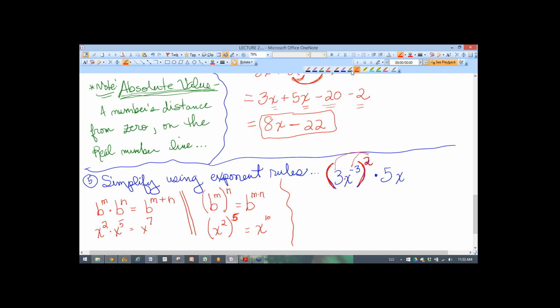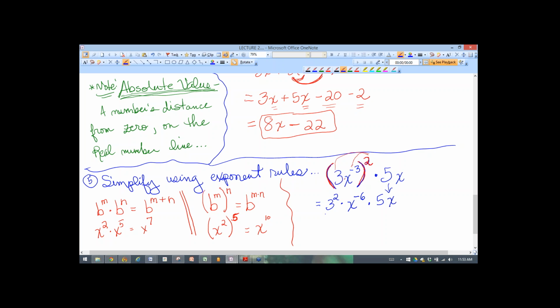So let's put that step down. What does that look like? I'm not going to carry it out, but I'm going to write it out for you. So 3 gets squared, times x. Now negative 3 times 2, right? Power to a power, we multiply and get negative 6 for our new exponent on x. And then we'll bring this down, 5x.